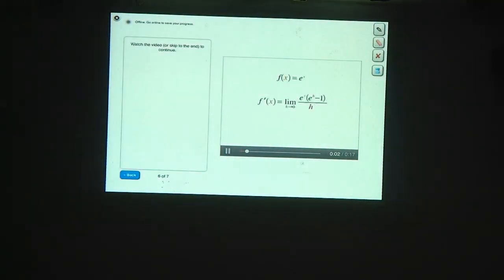Yes. Because this is a limit that's taken as h goes to 0, we can pull the e to the x out of the limit. That leaves us with e to the x times the limit of e to the h minus 1 over h as h goes to 0. What does this limit equal?